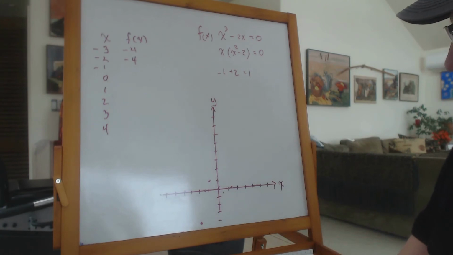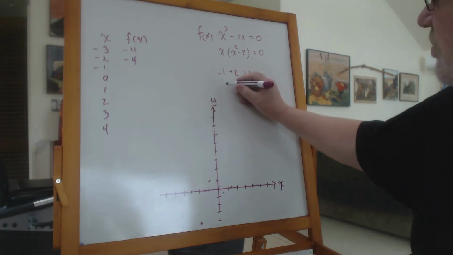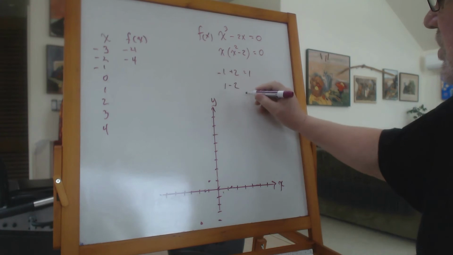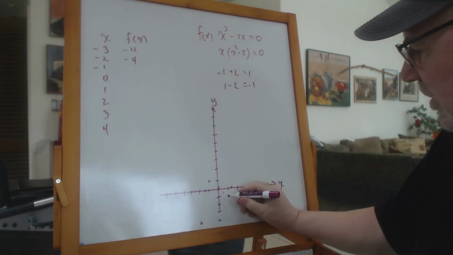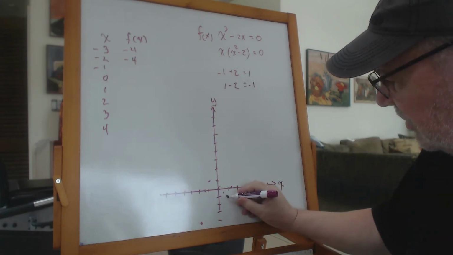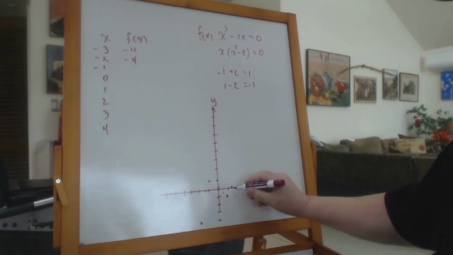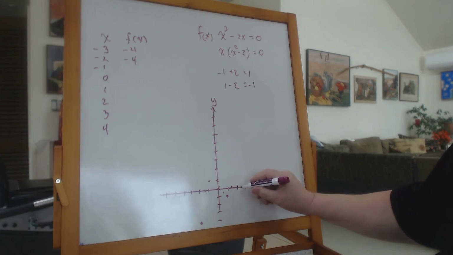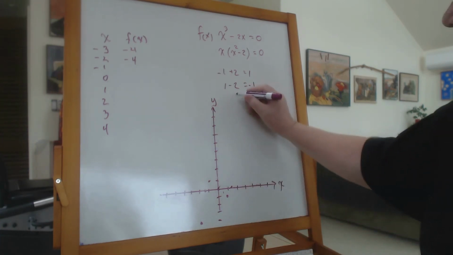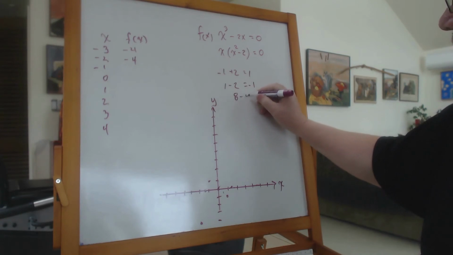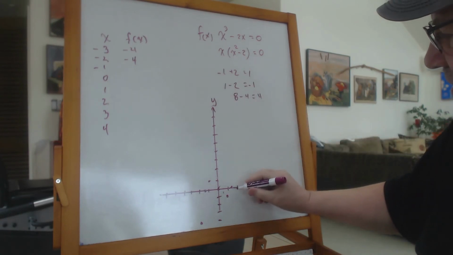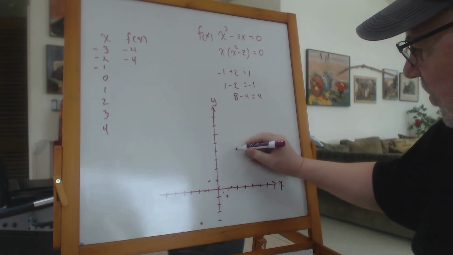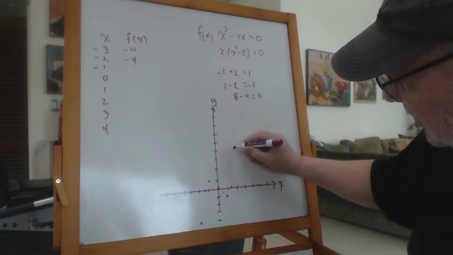Okay, we're starting to get some kind of an idea of the shape. 0 is 0. At 1, we have 1 minus 2 equals minus 1. So at 1, we're down here. But then again, at square root of 2, we're 0. And at plus 2, we're at 8 minus 4 equals 4. So at 2, we're at 1, 2, 3, 4, and that's up here somewhere.